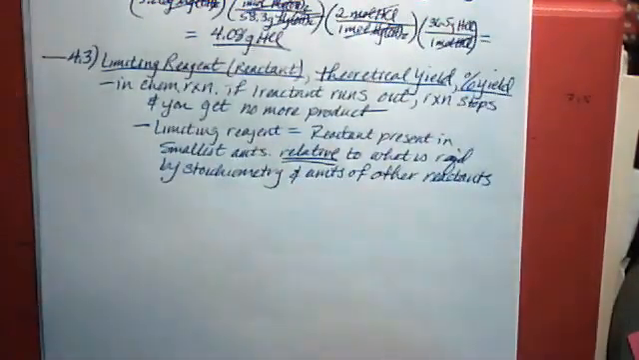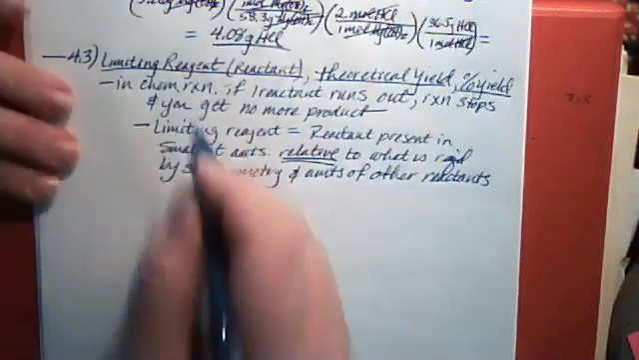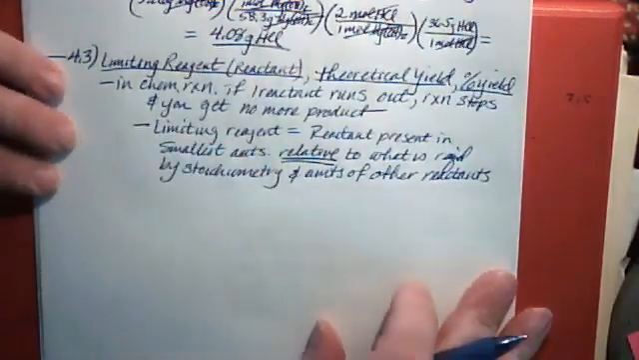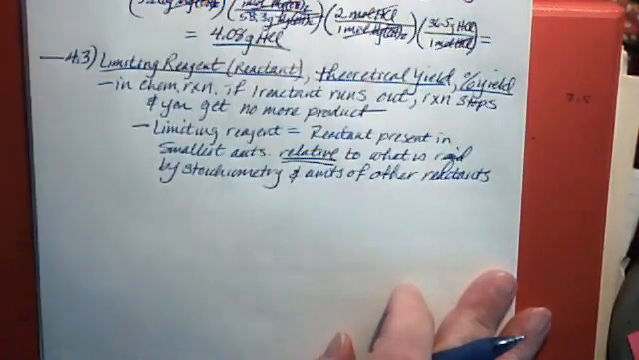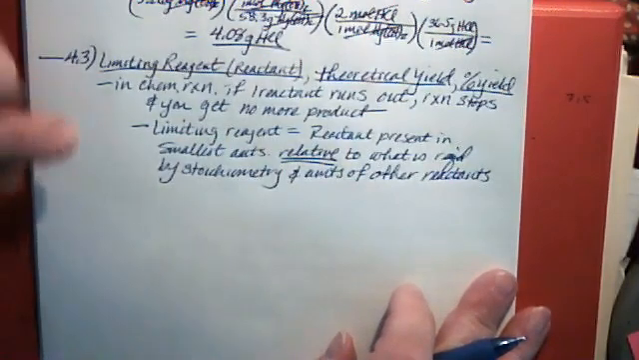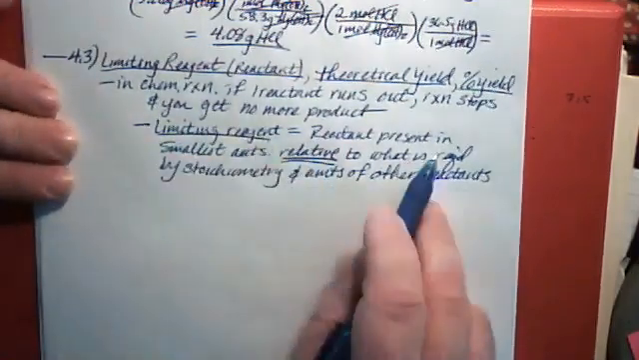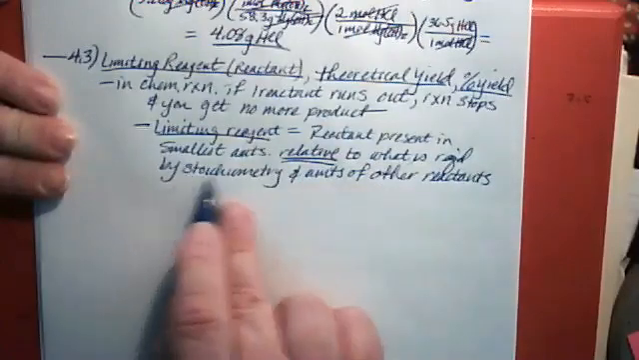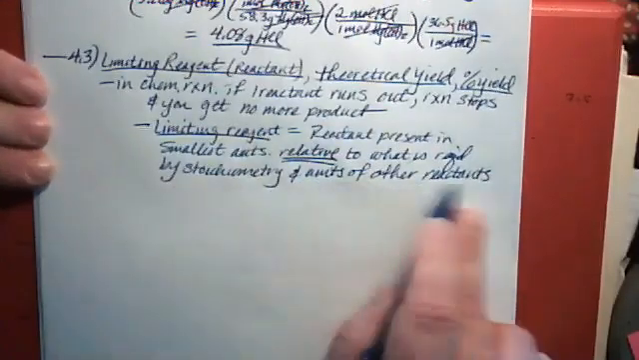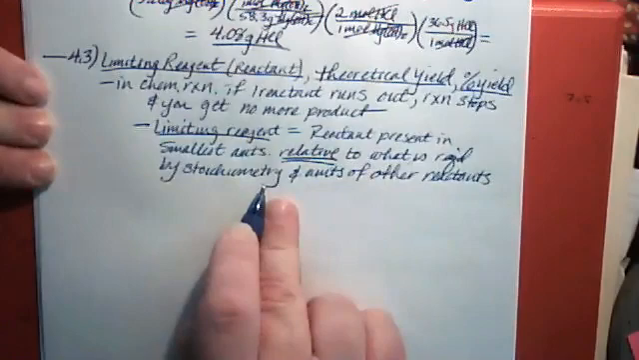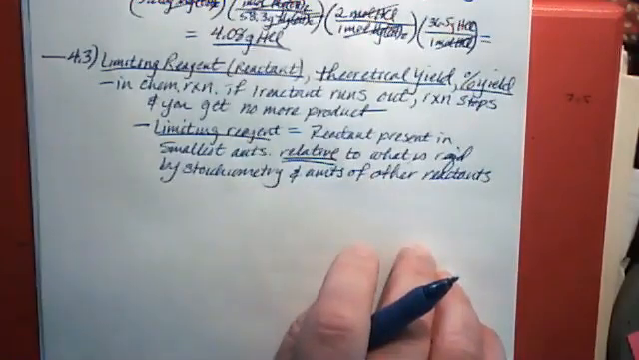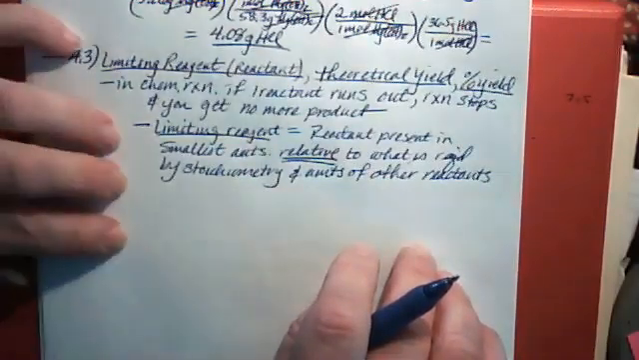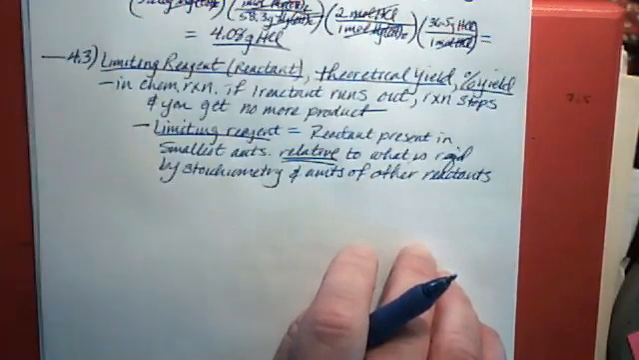Okay, I wanted to write that out precisely because it's an important definition and it's important to keep in mind when you're trying to determine what the limiting reagent is. It's the substance that's present in the smallest amounts relative to what is required by the stoichiometry of the reaction and the amounts of the other reactants present. It's not just the reactant that you have the smallest amount of. In fact, very often that's not the case.